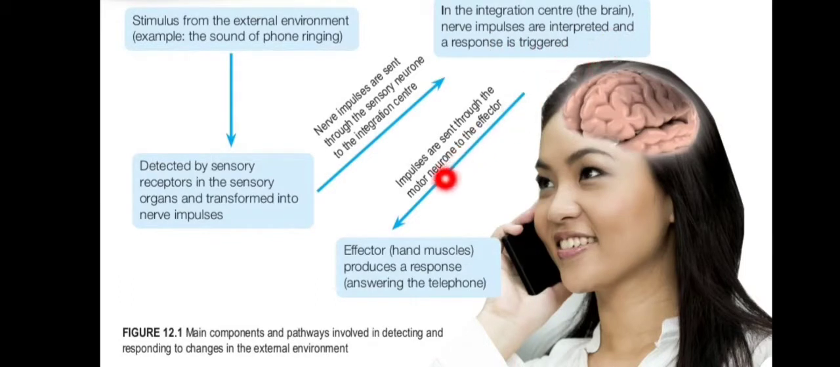Now the impulses are sent through the motor neuron to the effector. It is no longer the sensory neuron; to generate the response, it is the motor neuron, from the brain to the effector. Then the effector, for example the hand muscle, will produce a response. We will pick up the telephone, answering the telephone. This is an example of a pathway involving response.